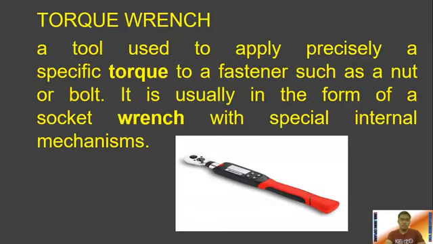Okay. Then we have also the torque wrench. A tool used to apply a precise and specific torque to a fastener such as a nut or a bolt. It is usually in the form of a socket wrench with a special internal mechanism. So the purpose of a torque wrench is to have a precise, specific torque.